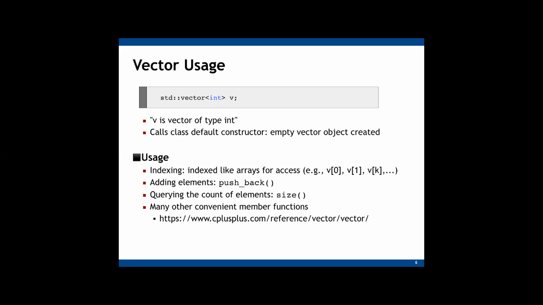Because vector is a class, the default constructor of the vector class will be invoked in this line. And the object of the vector class type, which can work with int type, will be stored into this variable v.